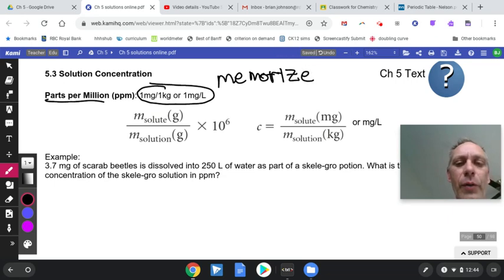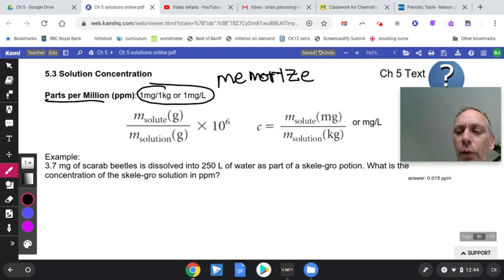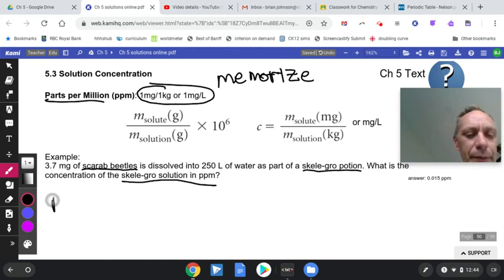Milligrams per kilogram or milligrams per liter. Both of those work for parts per million. All right, so what is the concentration of the Scelligro solution? Oh, so we better read the whole thing. 3.7 milligrams of scarab beetles is dissolved into 250 mils of water to make Scelligro potion. So you all know what Scelligro is for. Pretty handy stuff if you have a bad fall. So what is the concentration of Scelligro in parts per million?